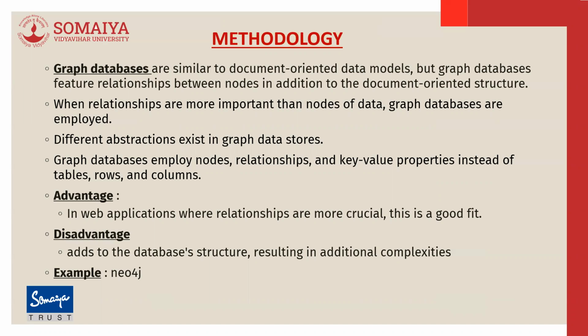Different abstractions exist in graph data stores. Graph databases employ nodes, relationships, and key value properties instead of tables, rows, and columns. Advantages would be in web apps. This is used in web apps where relationships are more crucial. It's a perfect fit there.